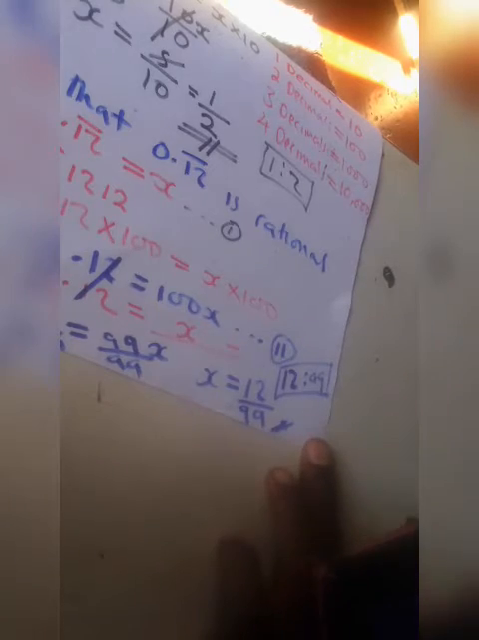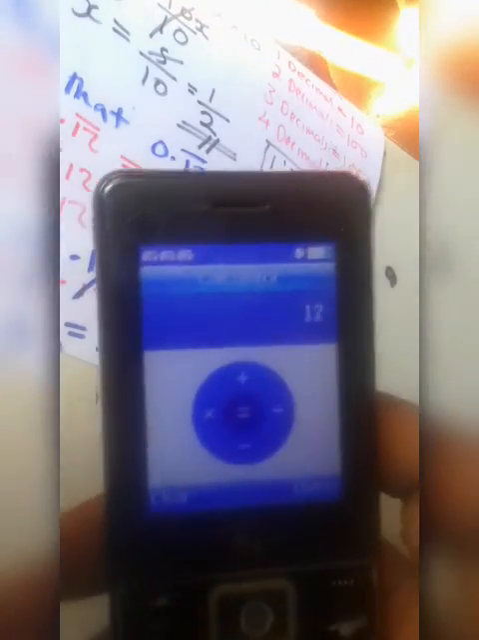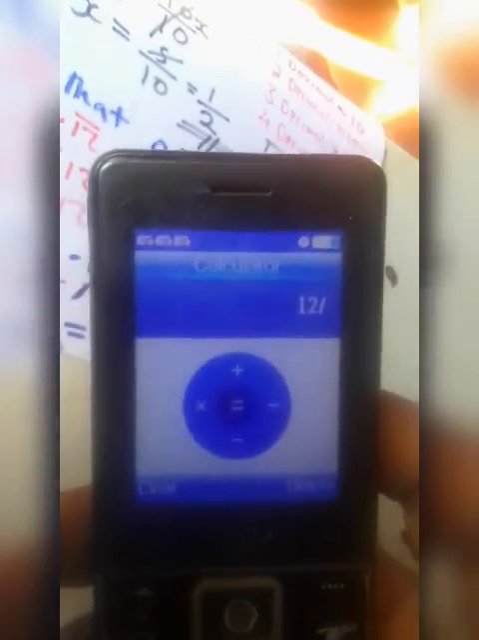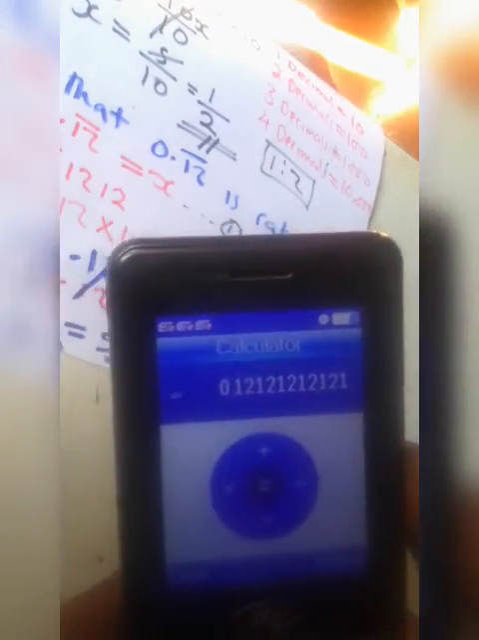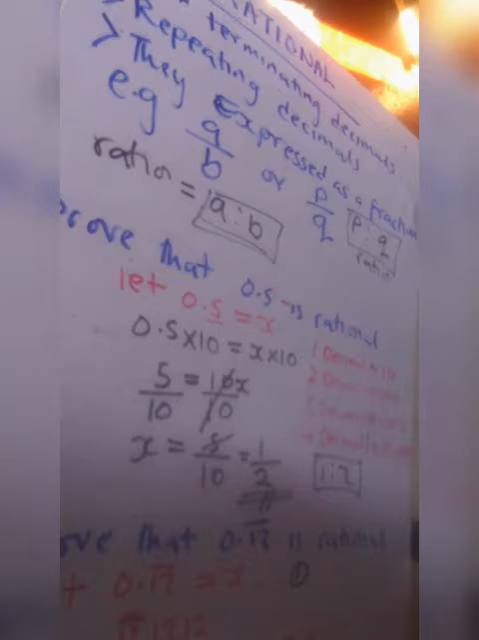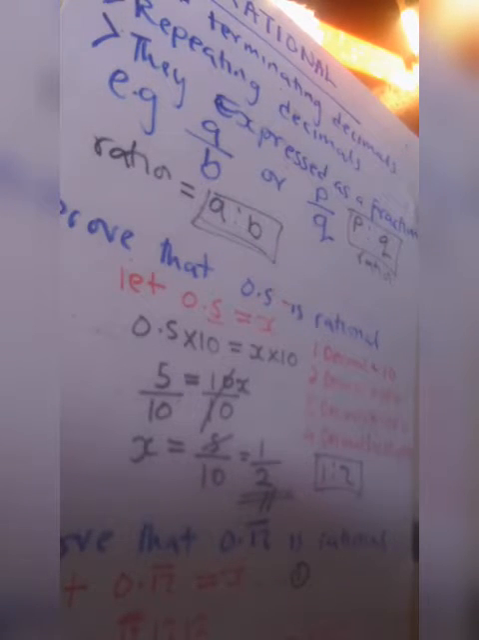When you compute that on your calculator, 12 divided by 99, you will simply have 0.121212. The 1212 will be repeating. It means the number is rational. So like this, guys, let me give one example before I go to irrational numbers.